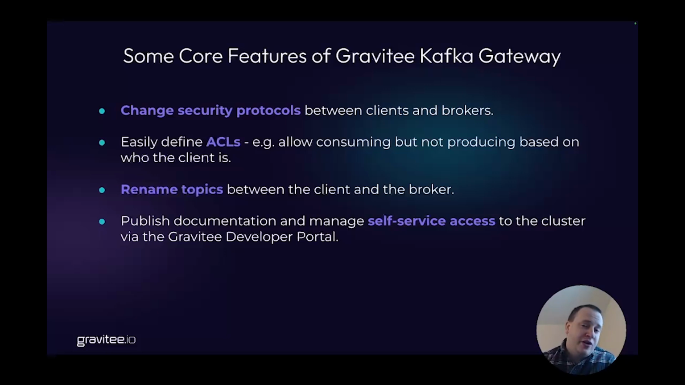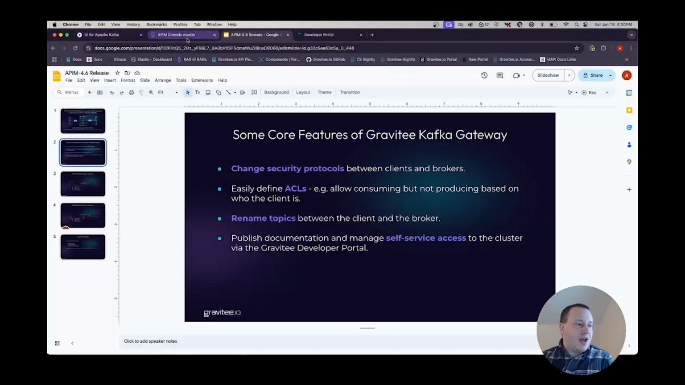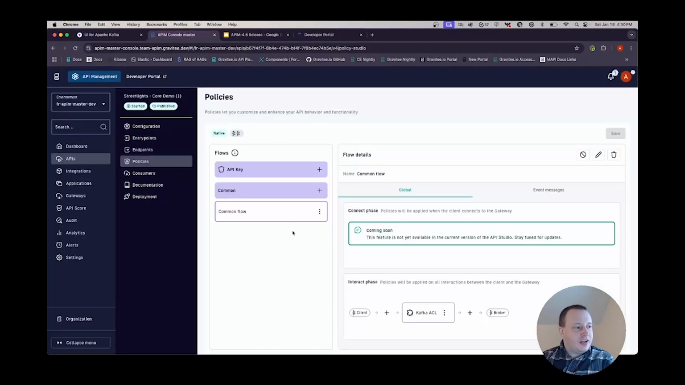And then on top of that, you can use the Gravitee developer portal to publish documentation and actually manage access to the broker through the proxy via the developer portal. We'll just take a quick look at that in this video. So I'm going to go ahead and transition over to my Gravitee console where I've configured a demonstration API here.